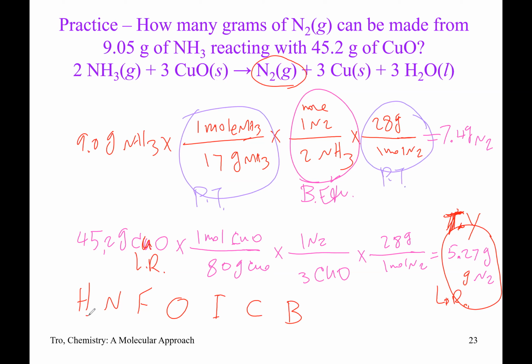Okay. H2, N2, F2, O2, I2, Cl2, and Br2. These are diatomic, and you cannot write them as N or O or I. There are 7 of them. And then if you look at the periodic table, they are like this.